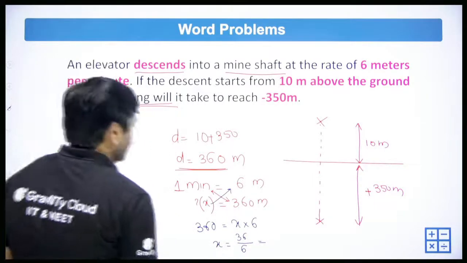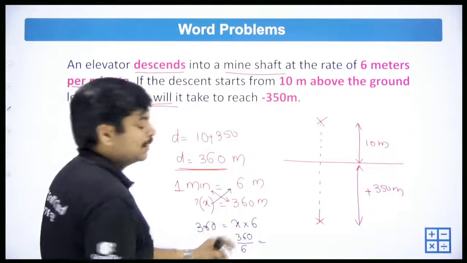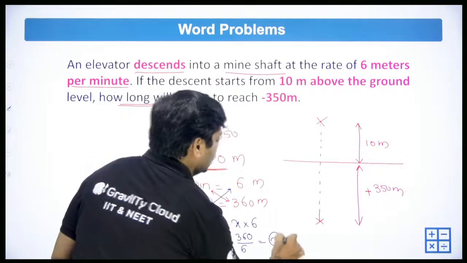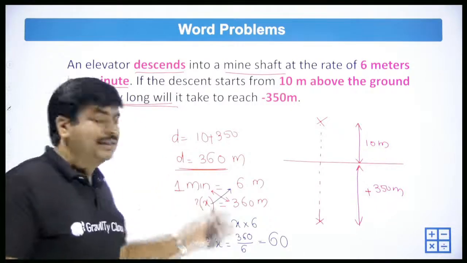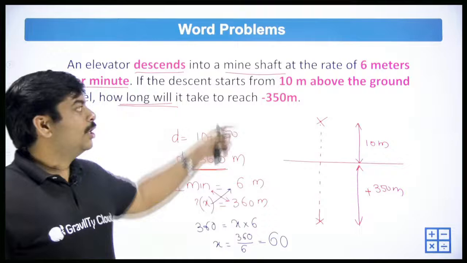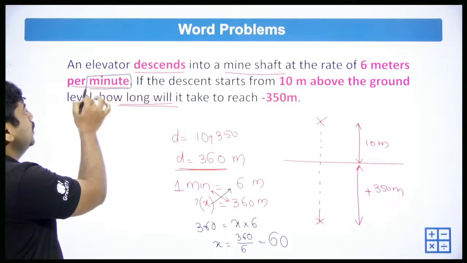Right. So 360 by 6, you know that 6 ones are 6 and 6 sixes are 36, so you will get a total of 60. What are the units? Is it 60 seconds or 60 hours? You know that it is 6 meters per minute. The units are very important.